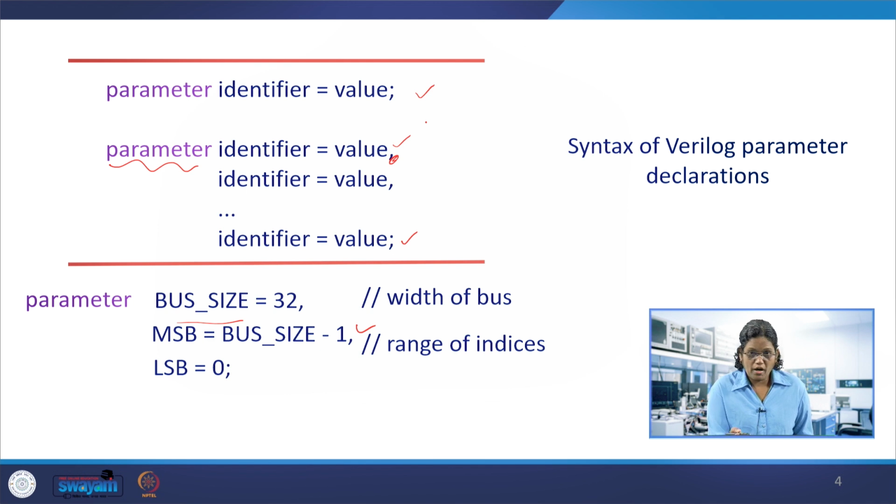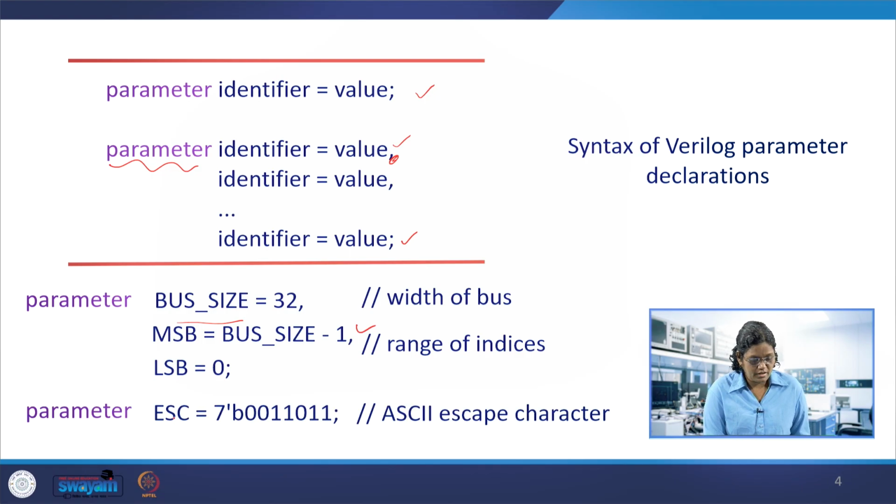One is that each constant needs to be defined as a parameter, otherwise in one parameter statement you can have all of them defined. So, this is the escape character, 7-bit 0011011. So, this is again an example of defining a parameter.